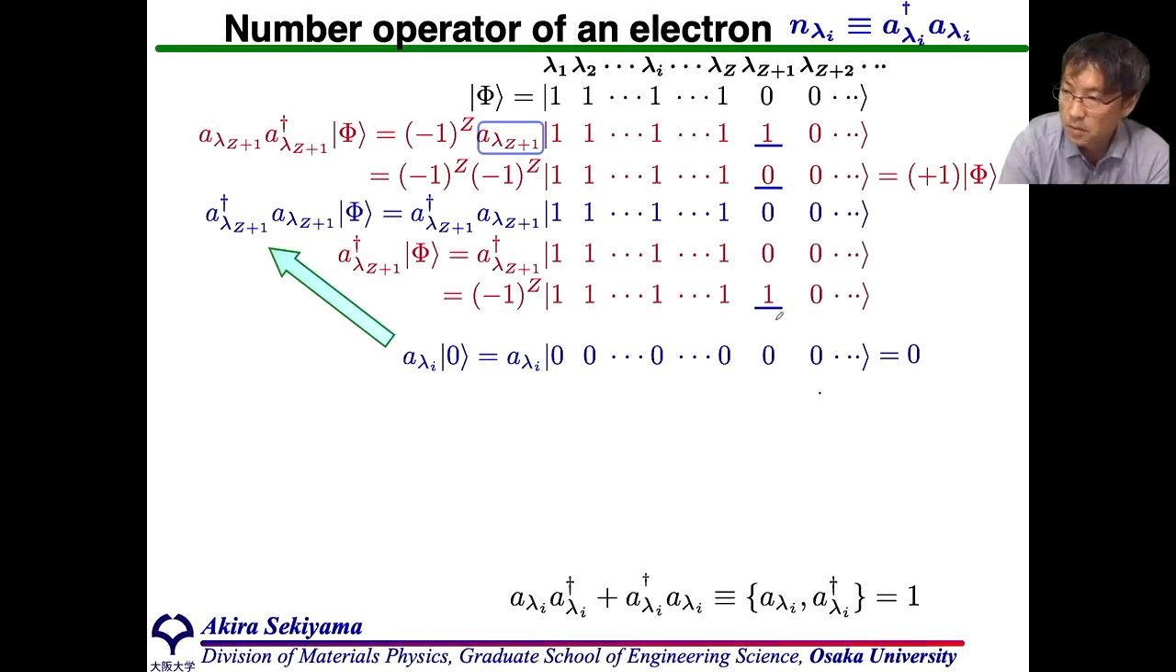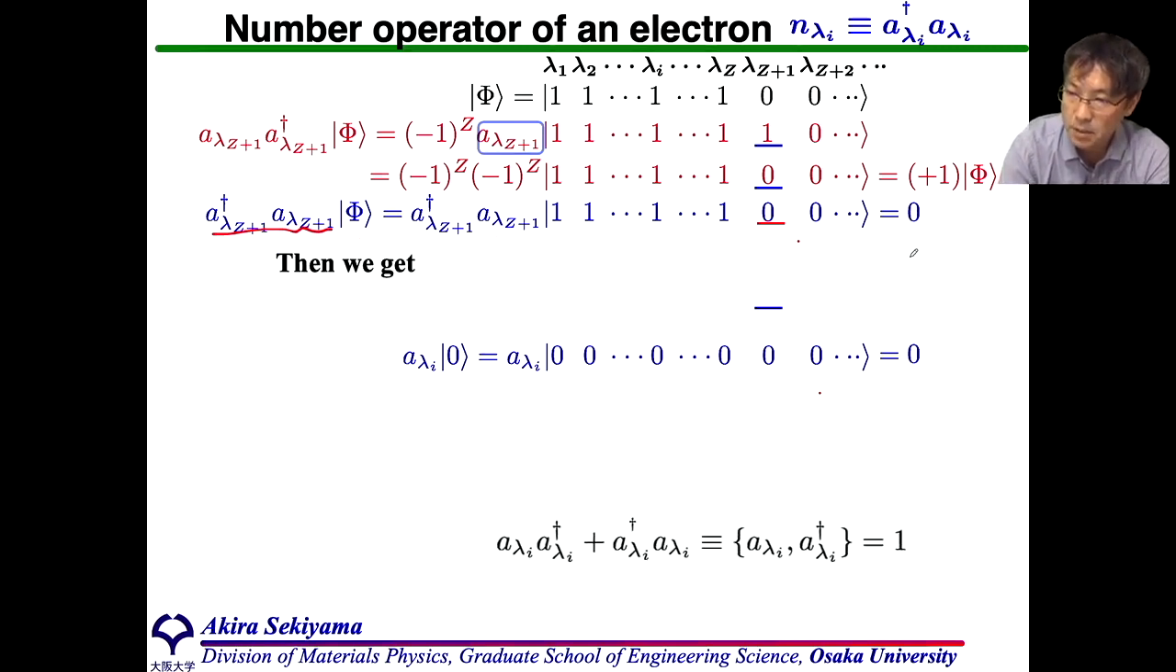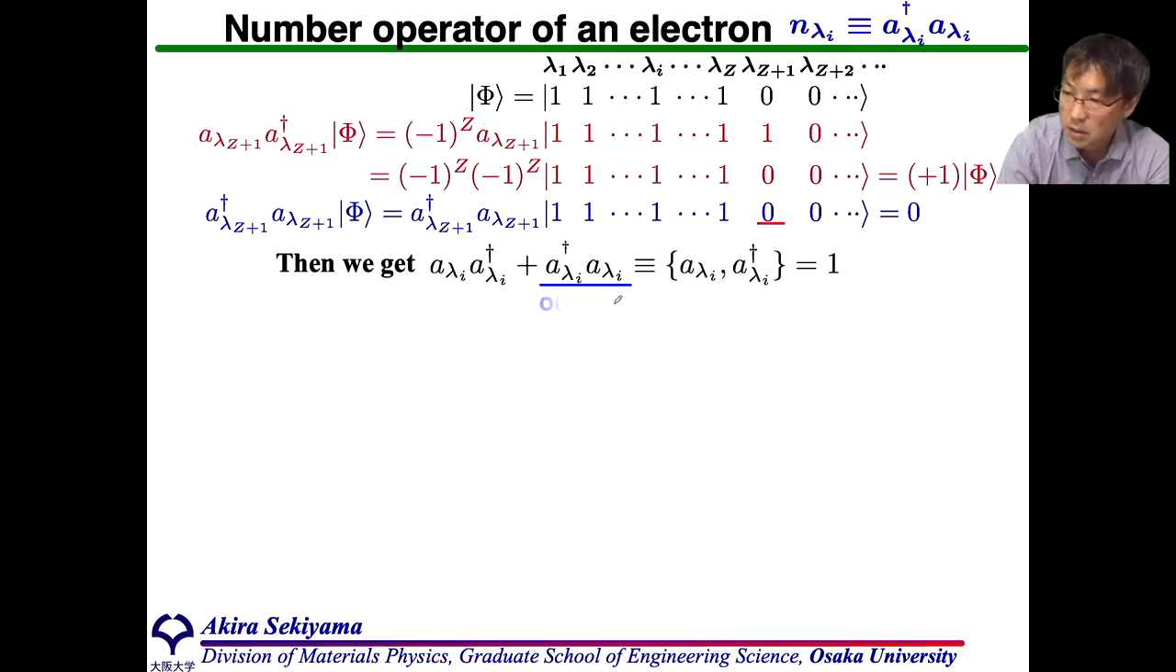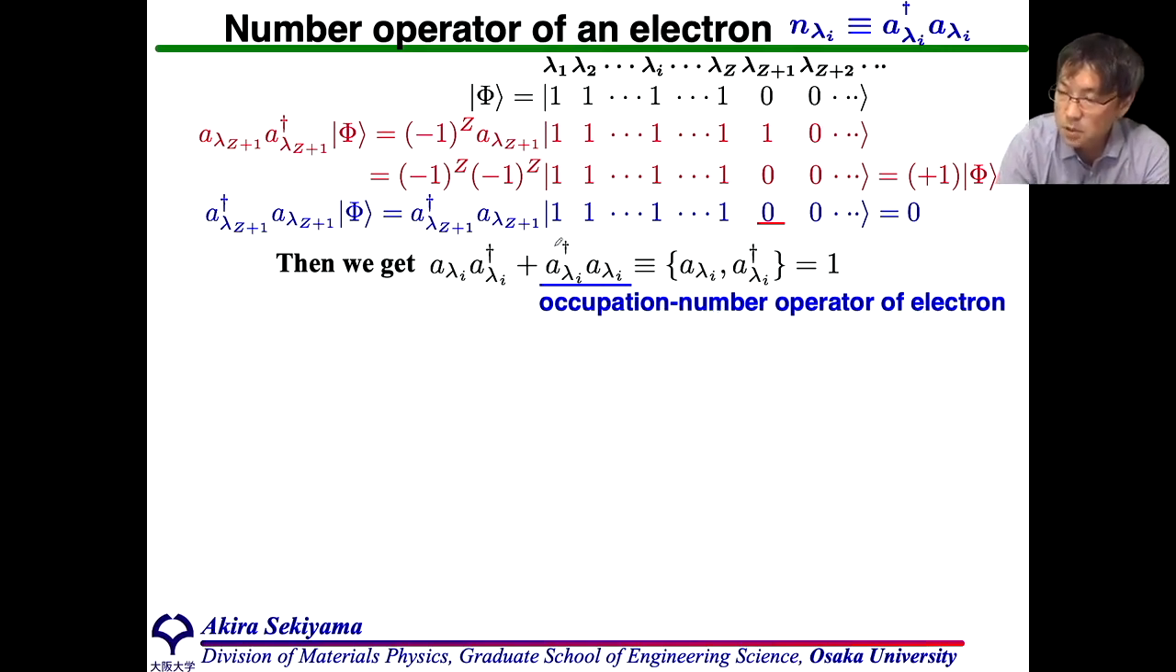We consider its conjugate operation like this one, but this state is empty in the initial state phi. Therefore, when we operate the annihilation for the empty state, the result becomes 0. Therefore, this conjugate operation gives a value of 0. Therefore, we get this relation irrespective of the occupied state or unoccupied state. So this term gives the occupation number of electron, because if we operate this combination operator for the empty state lambda z plus 1, the result gives a 0. But for the occupied state, this operation gives 1.